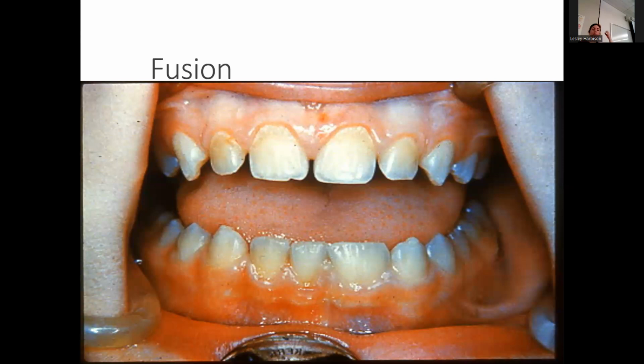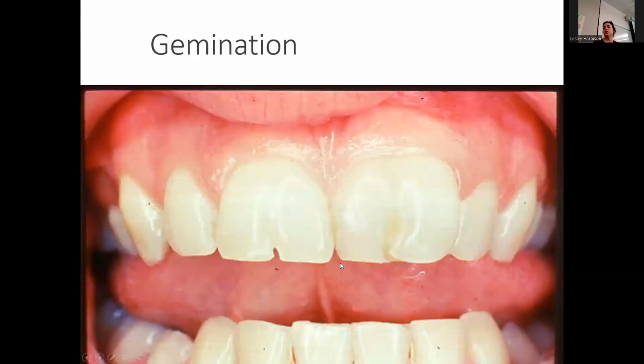So here's another example of fusion. This is what I mean by looking clinically. If you look at an x-ray, it might be hard to tell, but here's a canine and here's a canine, and in between the canines there are three incisors. That helps you know that that's fusion, that these two incisors fused together. And then here we have the eight and nine, and it looks like eight and nine tried to split. So we know that's gemination, because it looks like eight and nine tried to divide.